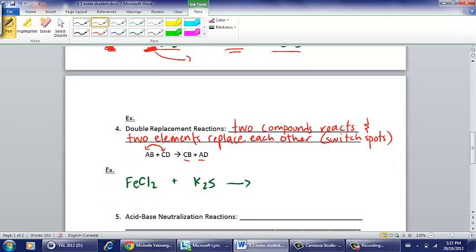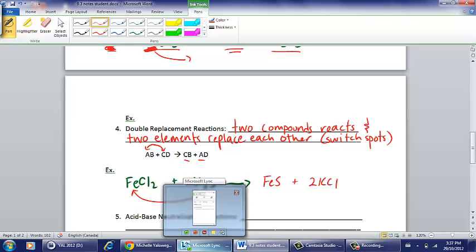An example of this would be if you had iron chloride and potassium sulfide, two ionic compounds. The Fe and the K can switch spots. And when we do this, we need to be aware of the iron charges. We're going to end up with FeS and 2KCl. So the iron and the potassium, both being metals, have swapped places.